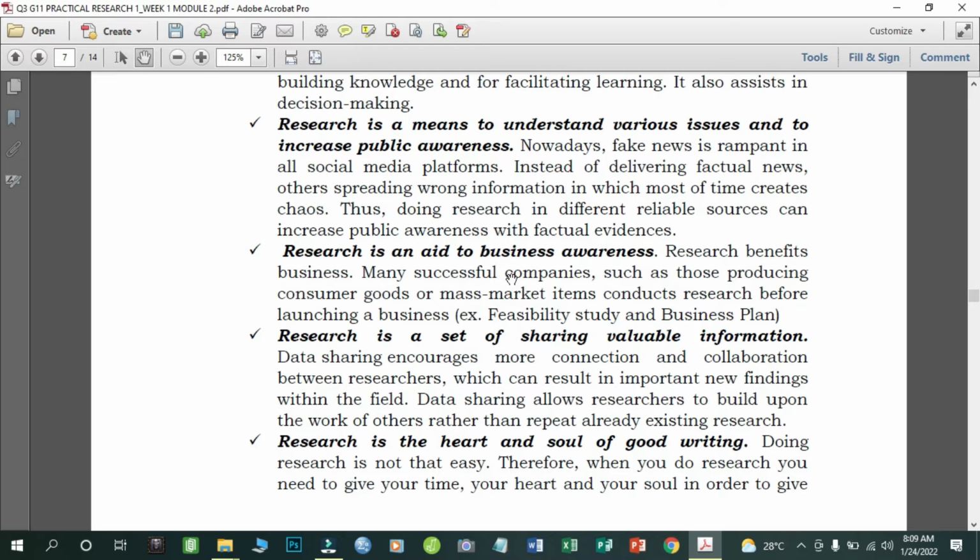Before establishing a business, a study must be conducted first, especially on the location of your business, if it's suitable for that place to have a grocery or a gasoline station, etc. Research is a means of sharing valuable information.